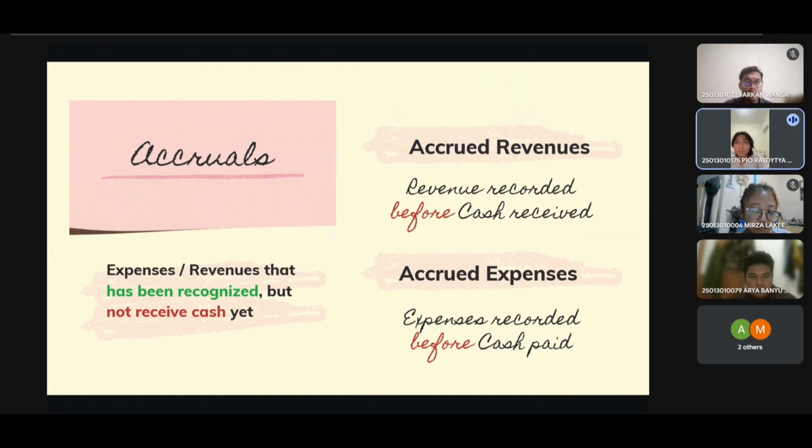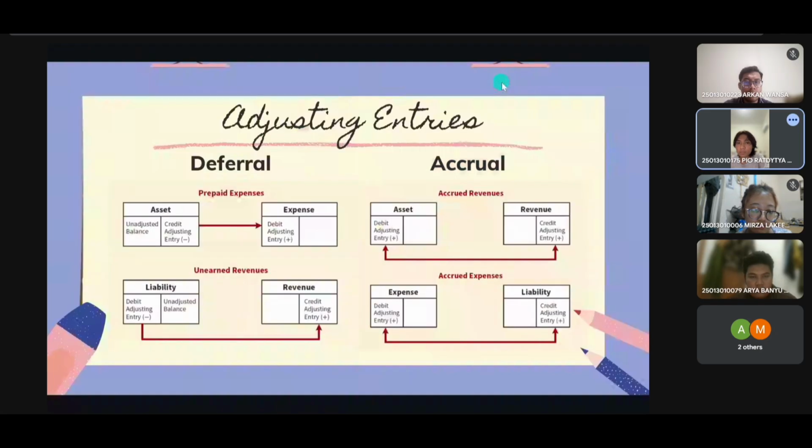The second one is accruals. Accruals are expenses or revenues that have been recognized, but we have not received the cash yet. There are two types of this. The first one is accrued revenues, that are revenues recorded before cash is received. The second one is accrued expenses, where expenses are recorded before cash is paid. Next.